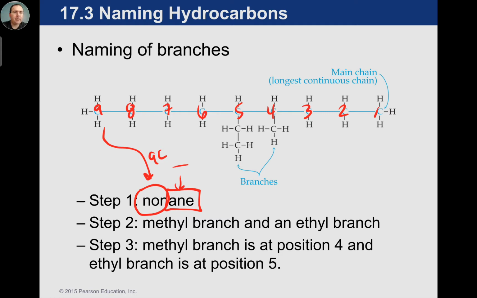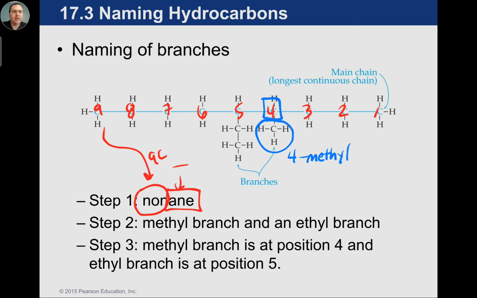We do see a branch. The first branch is located here. It's on the number 4 carbon, and it's only 1 carbon long. So because it's located at carbon 4, we say 4. And because it is 1 carbon in length, we use the prefix meth. But because it's not a parent, we don't say methane, we say methyl.